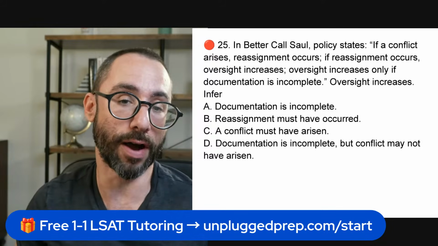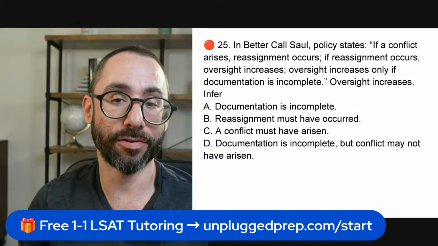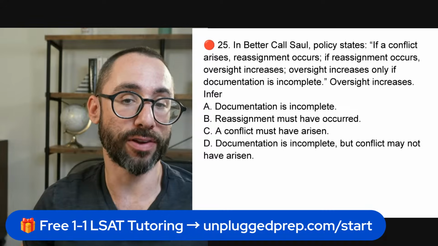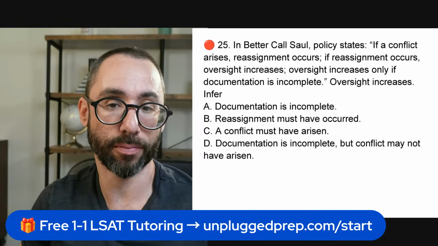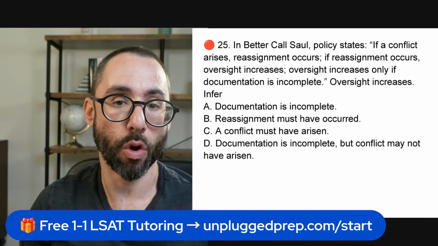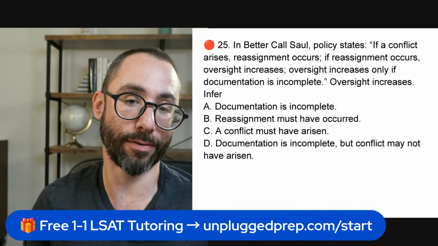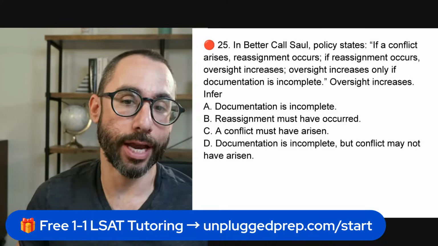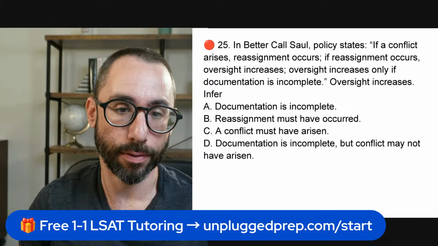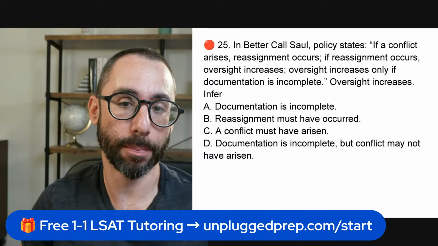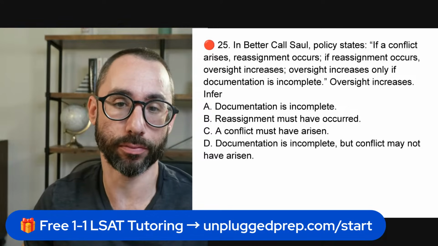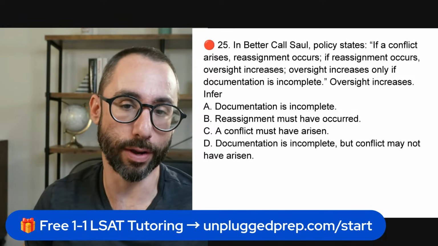Fantastic. 25. In Better Call Saul, policy states, if a conflict arises, reassignment occurs. If reassignment occurs, oversight increases. Oversight increases only if documentation is incomplete. Oversight increases. What can we infer? A, documentation is incomplete. B, reassignment must have occurred. C, a conflict must have arisen. D, documentation is incomplete, but conflict may not have arisen. So what can we infer?